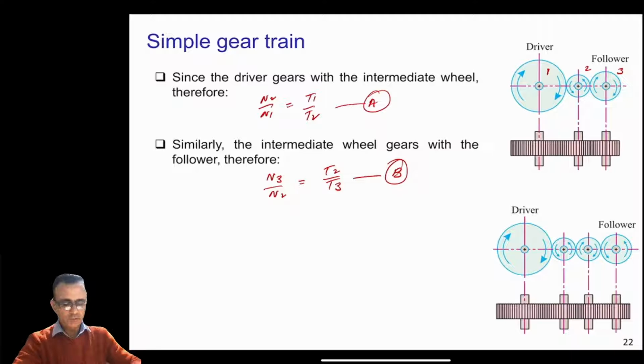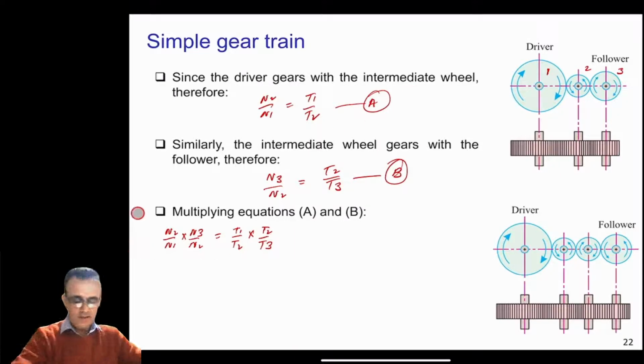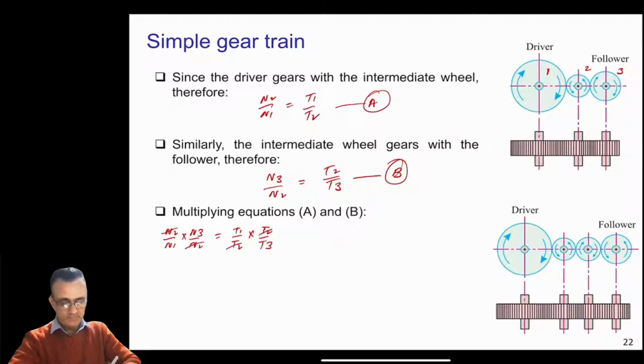Okay, so if you multiply A and B, so if you multiply these two equations here, it will become N2 divided by N1 into N3 divided by N2, and this will become T1 divided by T2 into T2 divided by T3. And obviously N2 and N2 is the same, so you can cancel that. And obviously T2 and T2 is the same, so you can cancel that out. So from here what you will get is that N3 divided by N1 becomes equal to T1 by T3.